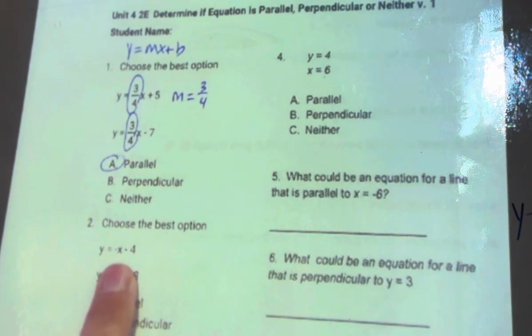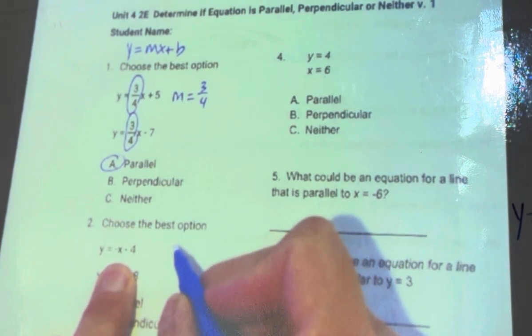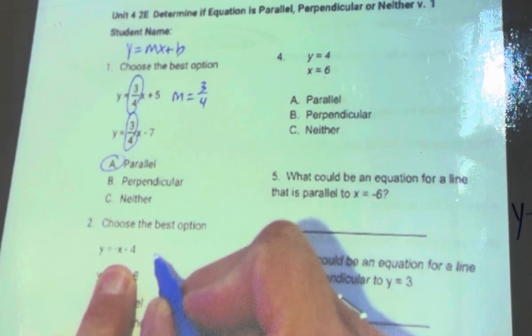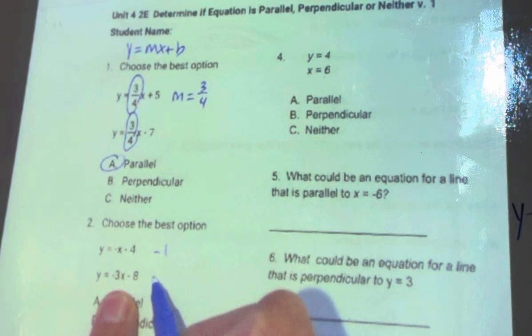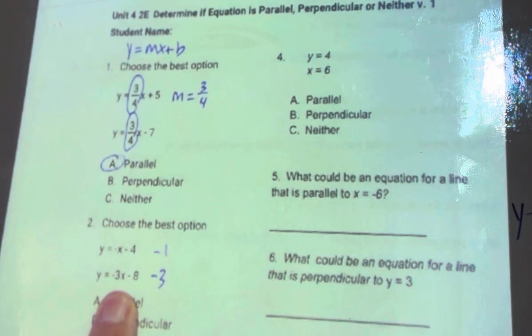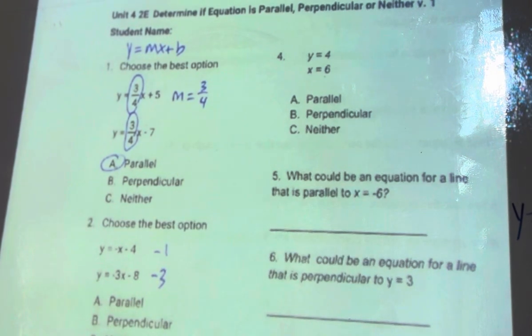Number 2, are they the same or are they negative reciprocals of each other? What's the slope, what's in front of x? Negative 1, and the second one is negative 3. So they're not the same. Are they the negative reciprocal of each other? No. So therefore it is neither.